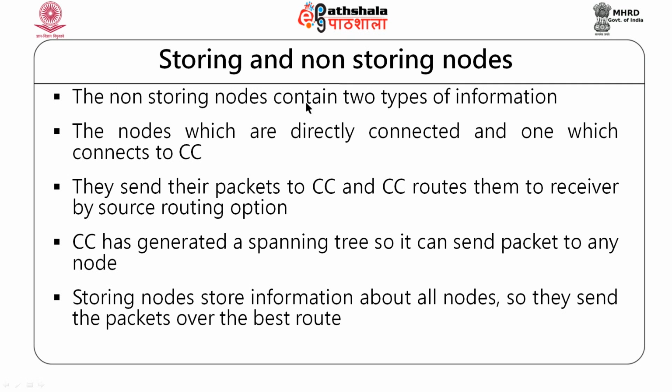Nodes contain two types of information. Non-storing nodes contain only two types: the nodes they are directly connected to, and the one which connects to the central coordinator. So, they send their packets to the central coordinator, and the central coordinator routes them to the receiver. Now, there is one more problem. When you send something, your central coordinator will have to send it to the recipient node, and the complete topology is available with it. But try to understand, you will have to send to that node via many networks, because every node is a network.